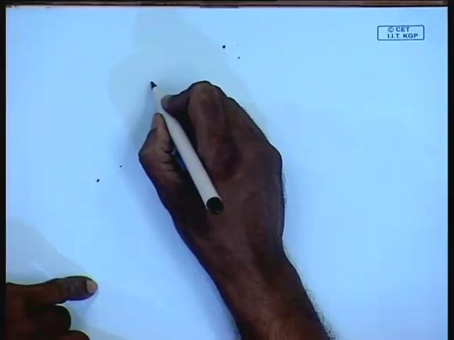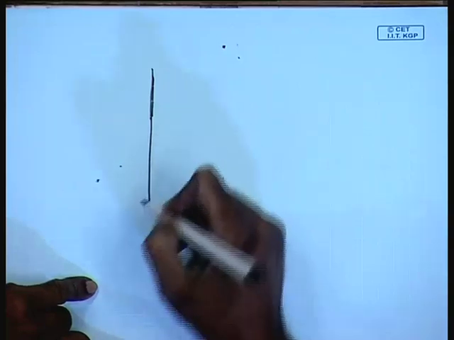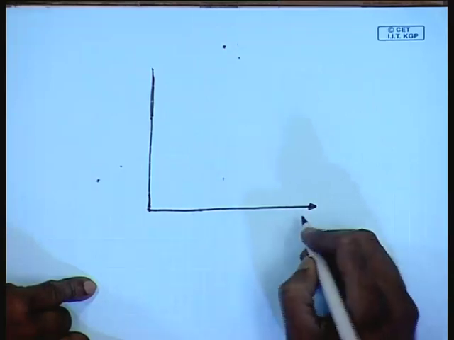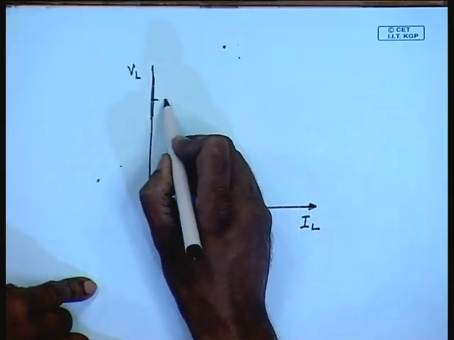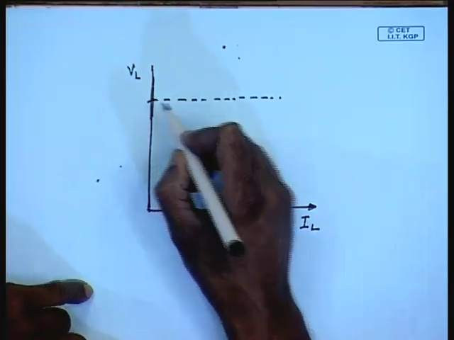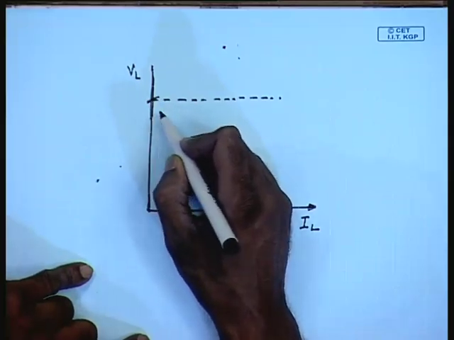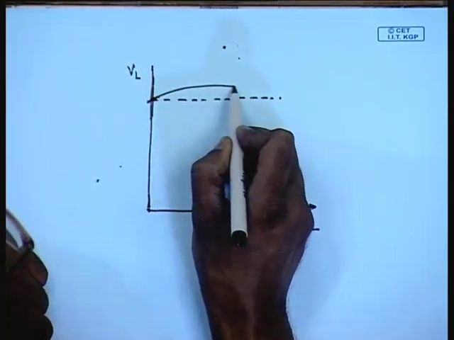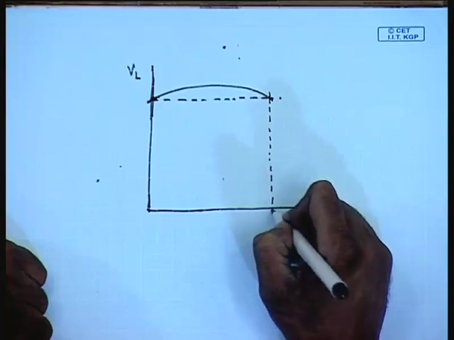If we do this exercise, then we will find the output characteristics, that is the characteristics of the compound generator, VL versus IL, can have a very wide range of variation. It is possible to choose the NAC by NSH such that the terminal voltage at no load and at full load current are equal. This is called flat compounding.